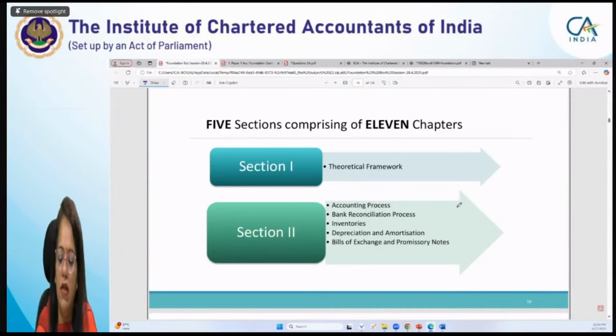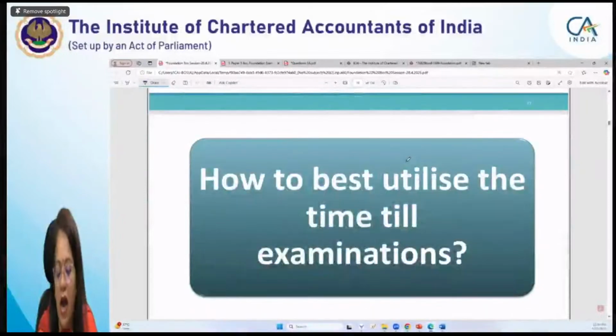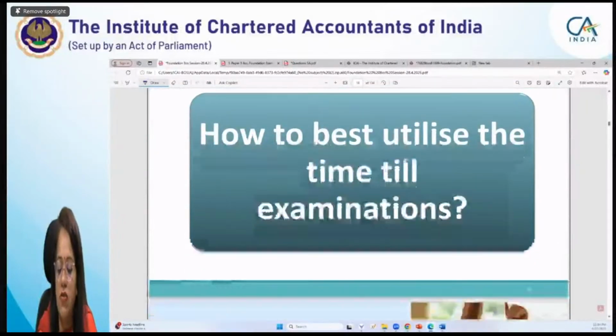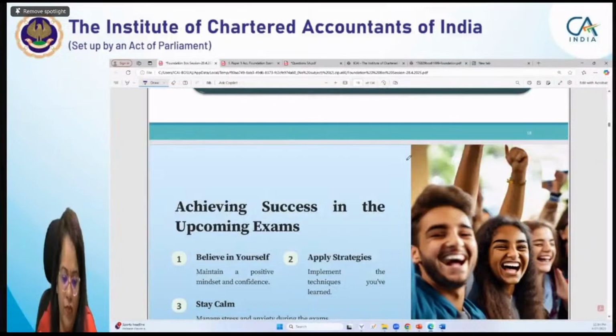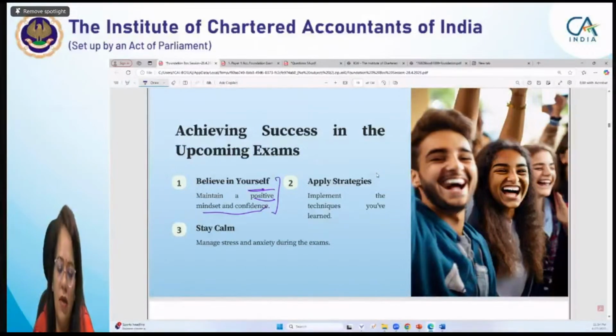All right. So 5 sections, I've already told you about the section. How to utilize time in the examination. Yes. For that, you should believe in yourself. Very important. Believe in yourself. Maintain a positive mindset and confidence. I told you, you will be able to do wonders. You'll be able to clear the exam. But have confidence, have faith in yourself.